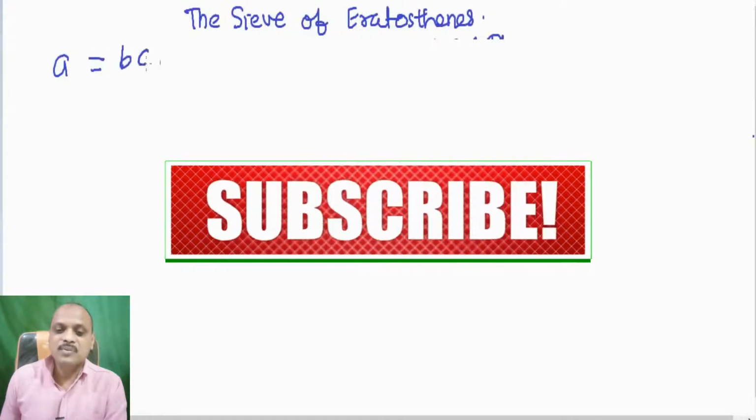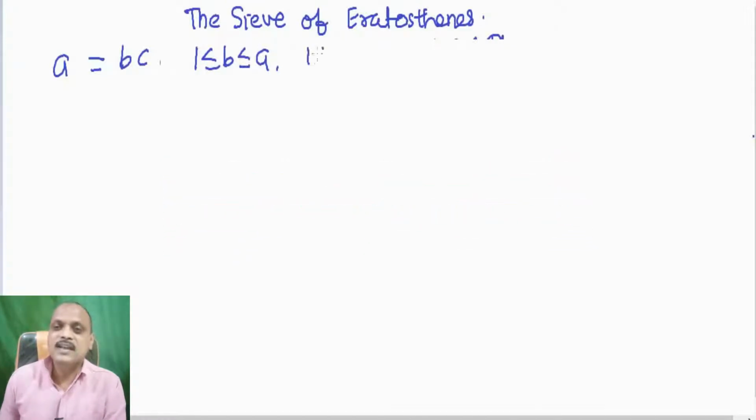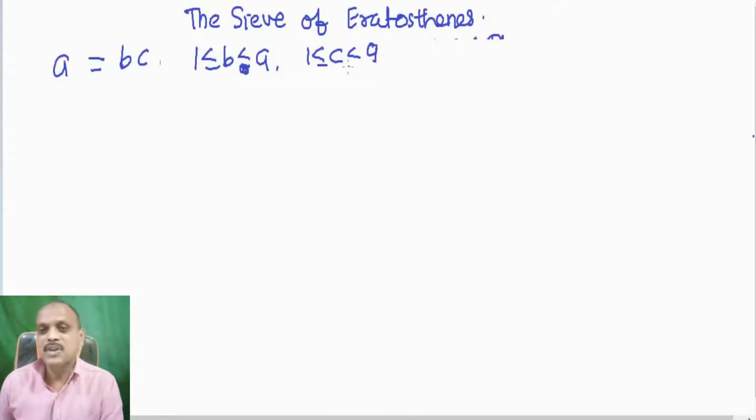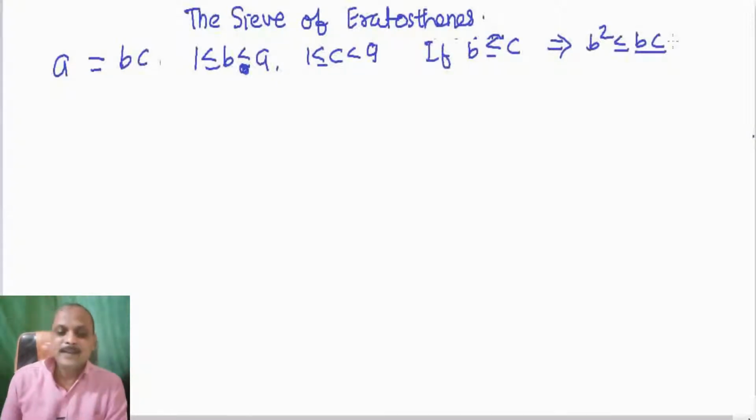1 is less than or equal to b, less than or equal to c, less than a, since b is a divisor. Here b and c are both divisors of a, therefore they are less than a. Again, there is a relation between the two numbers b and c. We assume that b is less than or equal to c. If b is less than or equal to c, this gives us b square is less than or equal to b into c. But b into c is nothing but a. This implies that b is less than or equal to the square root of a.